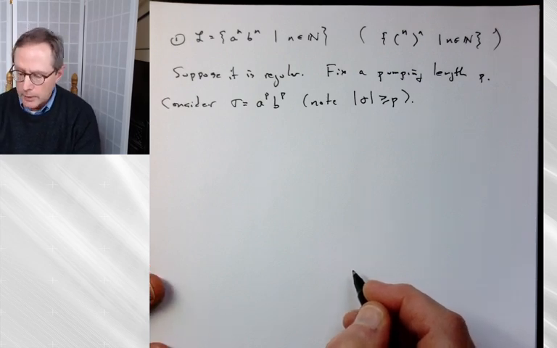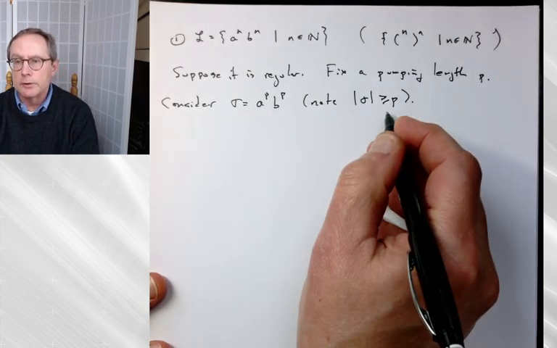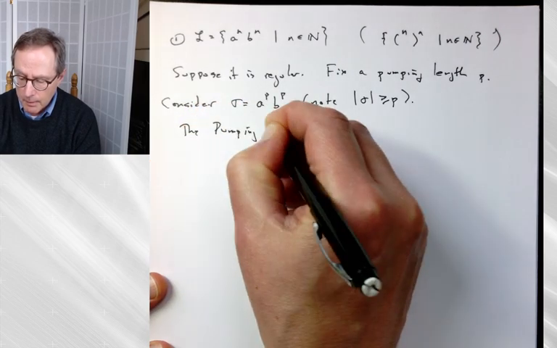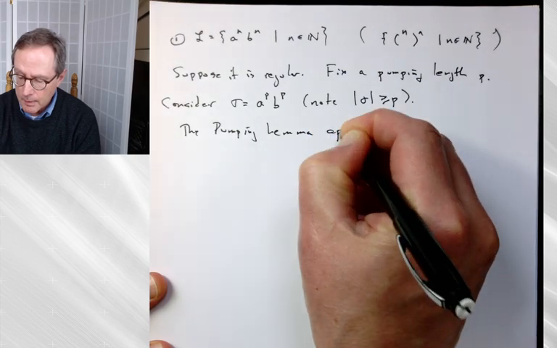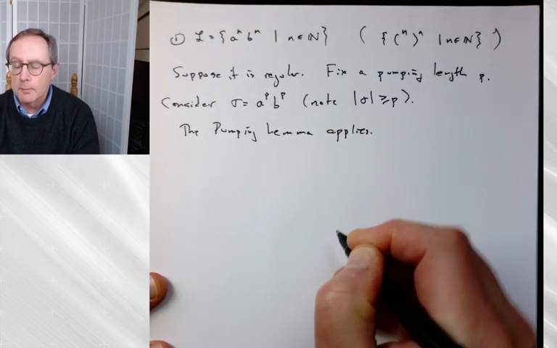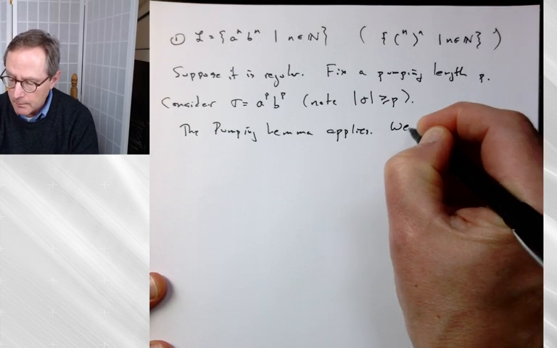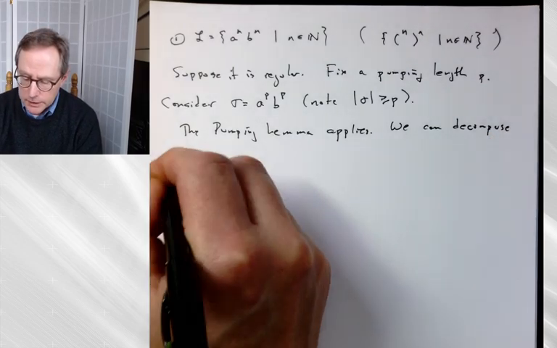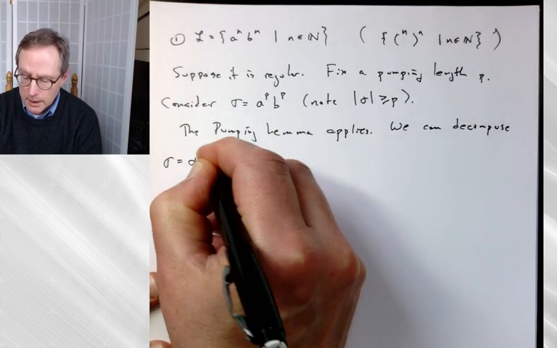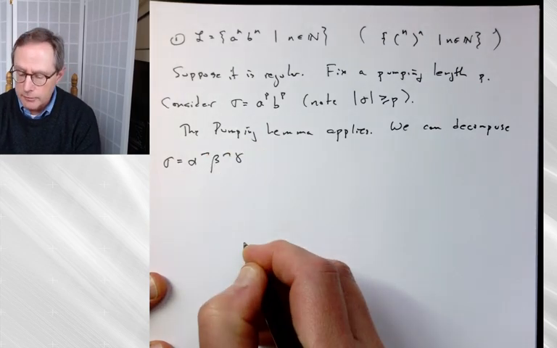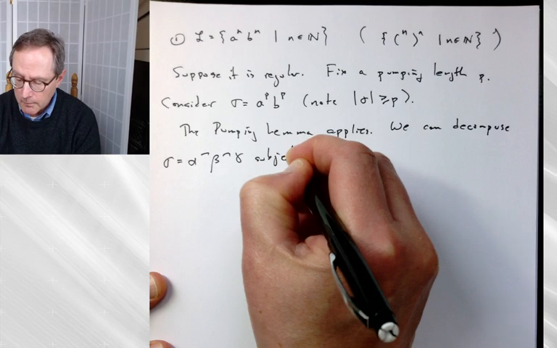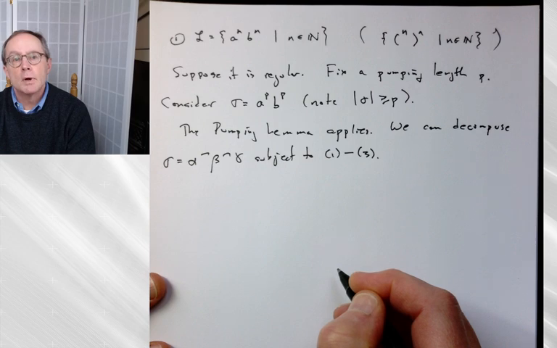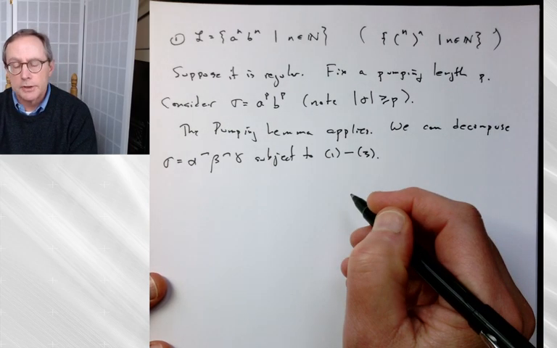Okay, so now what do we do here? Because the length of sigma is greater than or equal to p, the pumping lemma applies. So we can decompose sigma into an alpha part, a beta part, and a gamma part, subject to the three conditions. Those three conditions, of course, are going to give me the contradiction.